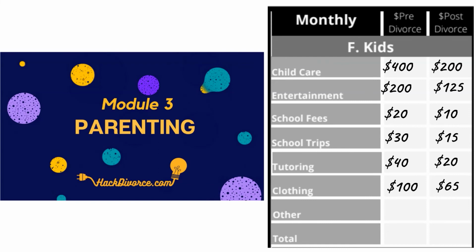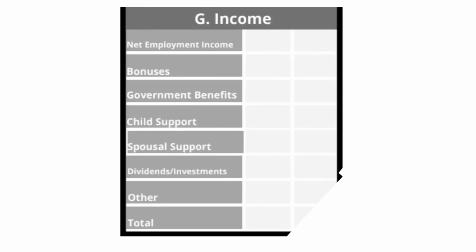So, looking at the totals here, you're going to see what your projected monthly expenses will be for your kids. Knowing these numbers is going to help you to know what you might need to ask for or negotiate around when working through the parenting aspect of your arrangements. Okay, so we're done figuring out what your estimated actual expenses are going to be, and now it's time to look at your sources of income.